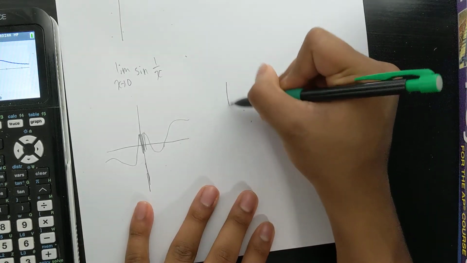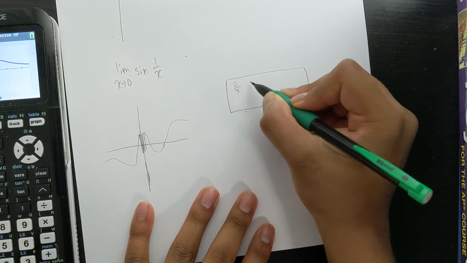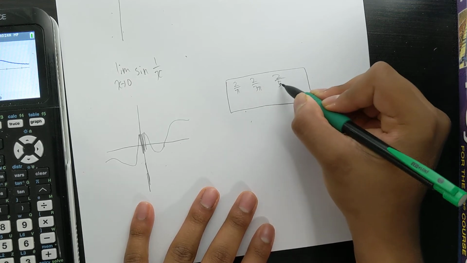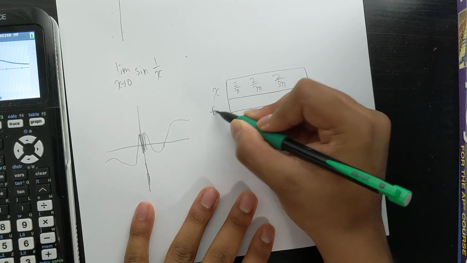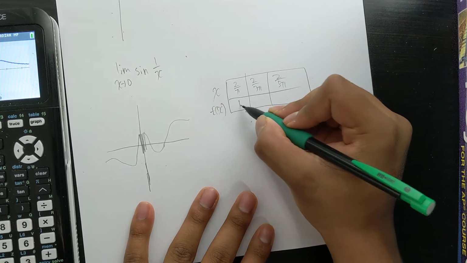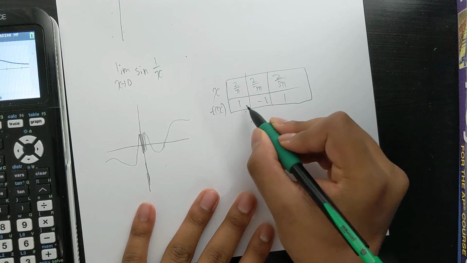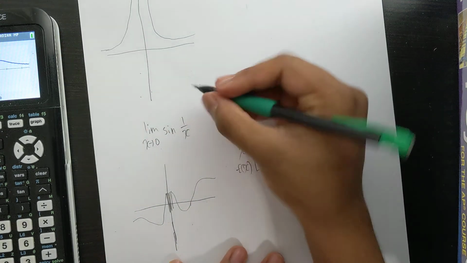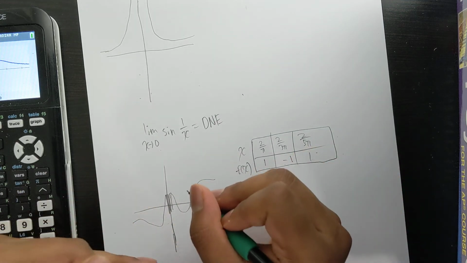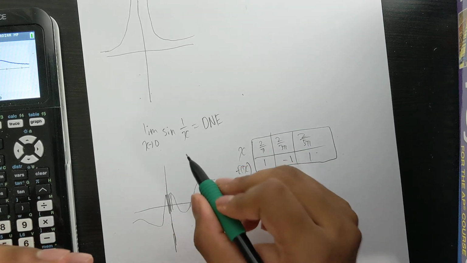Now for this one, if you were to draw a table, we'll have 2 over pi, 2 over 3 pi, and 2 over 5 pi as well for x, and then for f of x, you're actually going to get 1, then -1, then 1, and so on. So it's oscillating between what values? You guessed it, 1 and -1. Meaning, this limit does not exist, because some could say 1, and some could say -1. And you don't just take an average and say 0. That's incorrect. So the limit of sine of 1 over x as x approaches 0 does not exist due to oscillating behavior.